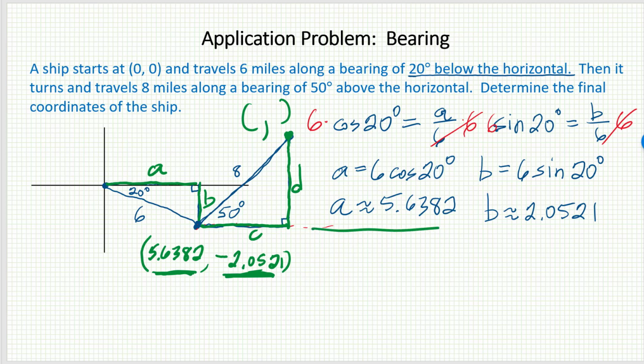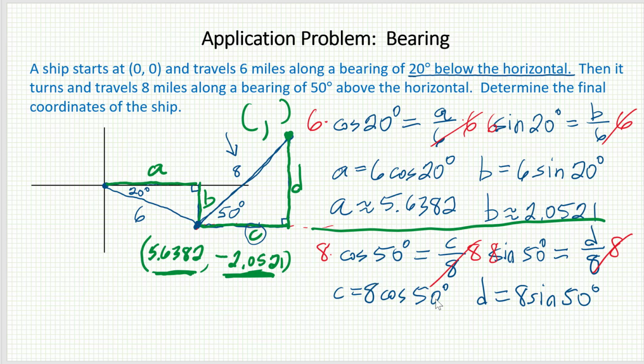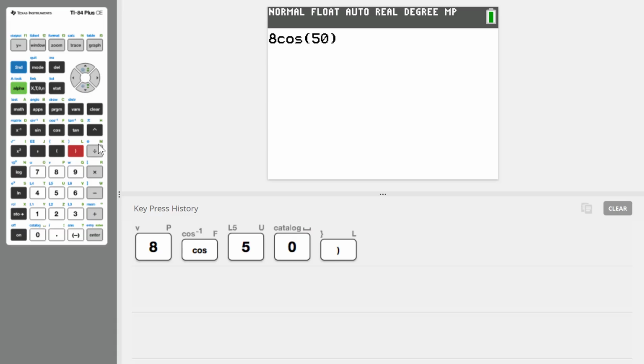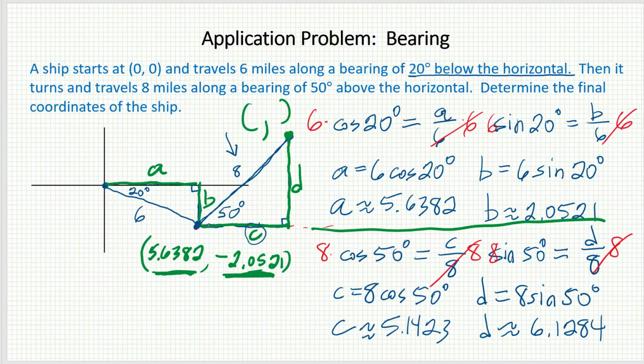And let's figure out those values. The math is going to be almost the same as what we already did. I have cosine 50 degrees equals adjacent over hypotenuse, C over 8. I have sine 50 degrees equals D, opposite over hypotenuse, D over 8. Once again, we'll clear the fractions. And we have C equals 8 cosine 50 degrees and D equals 8 times sine 50 degrees. Let's again get those decimal values. 8 cosine 50, 5.1423. 8 sine 50, 6.1284.